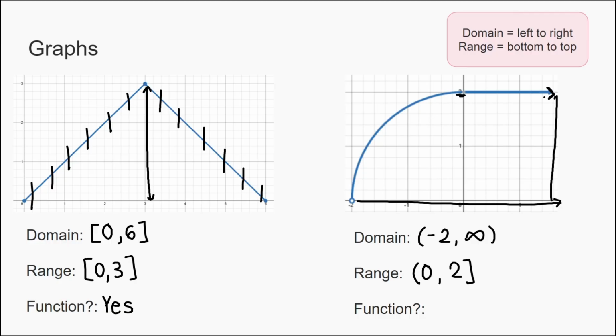Now, is this a function? Yes, it is a function. Because this also passes the vertical line test. You can see all of these hit the graph exactly one time. Because of that, it is a function.